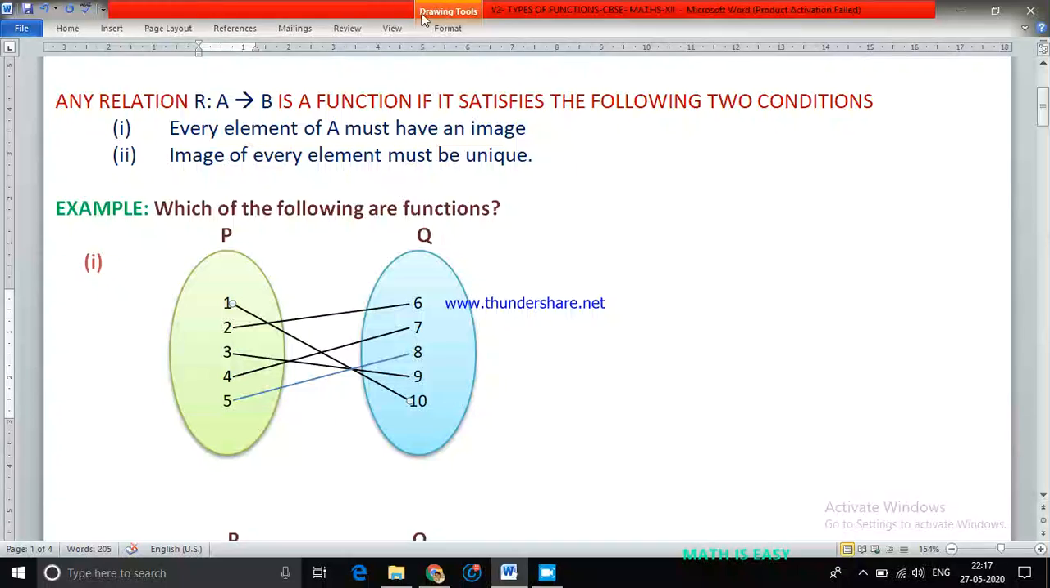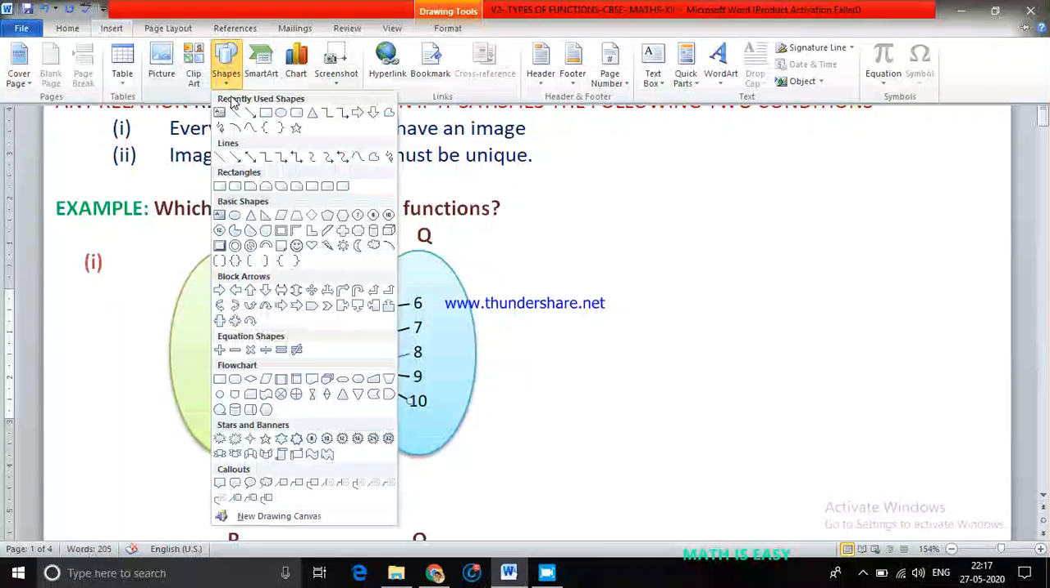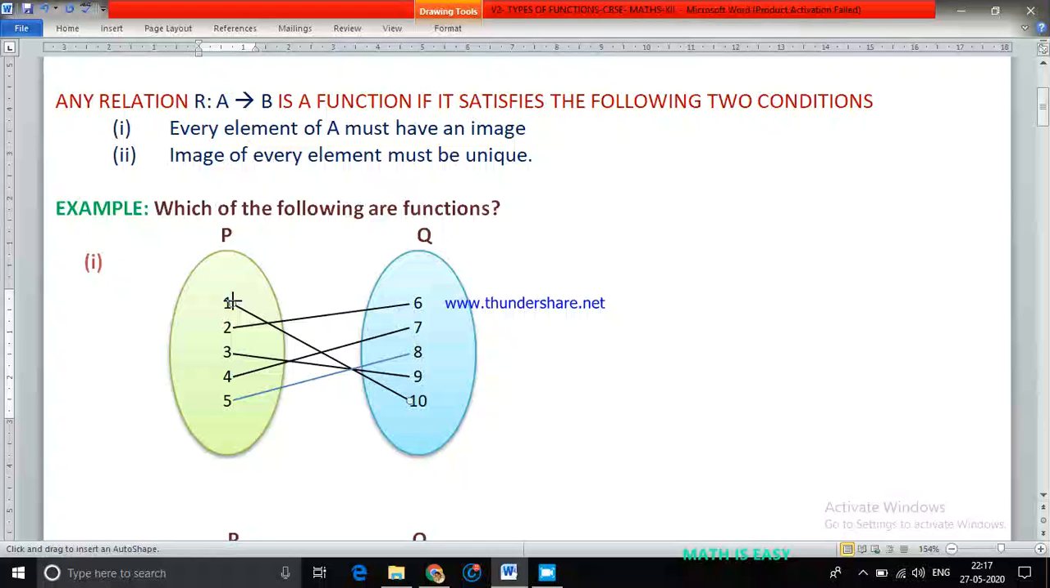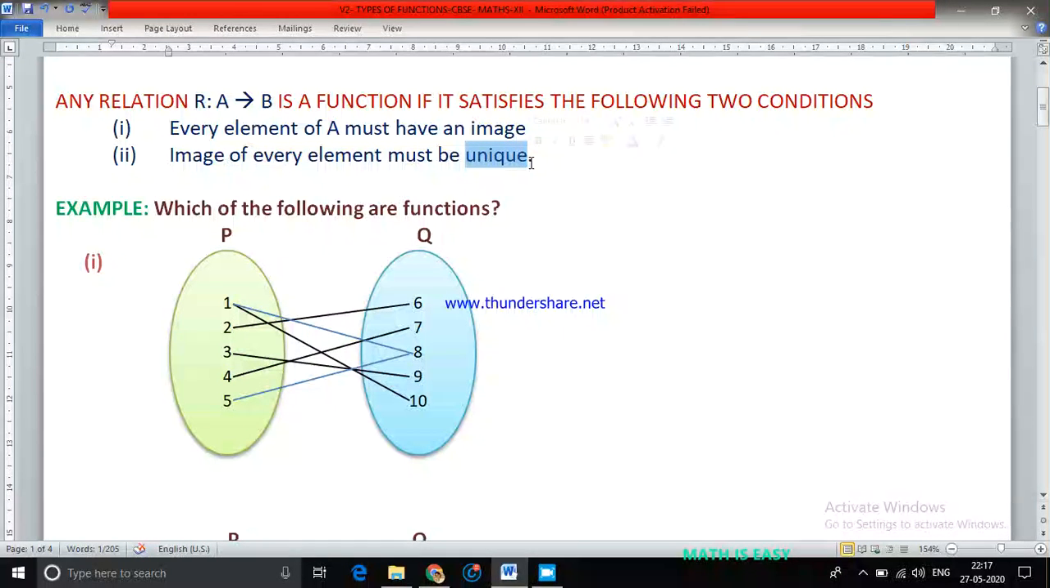For example, if I draw a line from 1 to maybe 8, now 1 has an image as 10 and 1 also has an image as 8. So 1 has two images. That is not the definition of a function. The definition of a function talks about the uniqueness of the image. So it cannot be a function if one element or more than one element has more than one image.